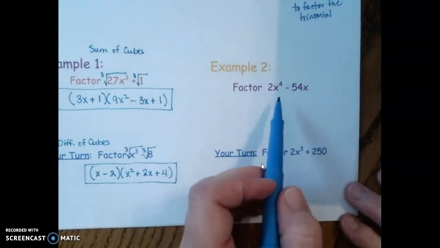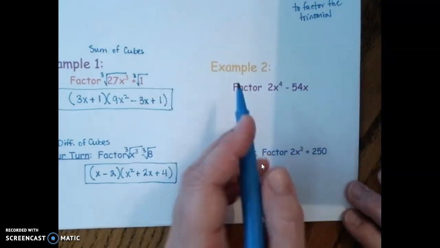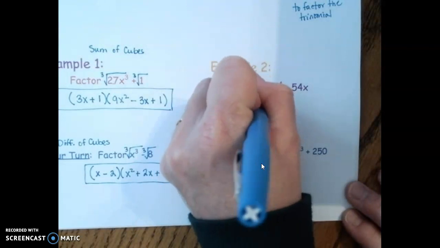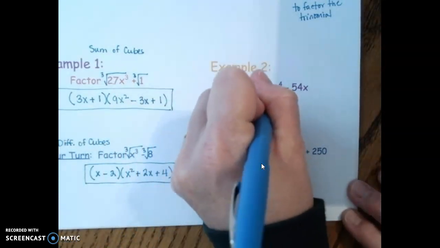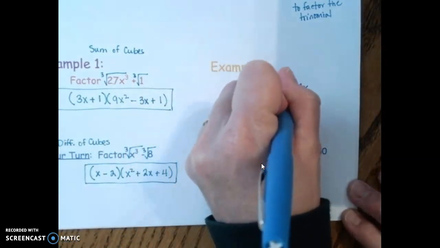Now let's factor number 1 with a GCF. So the GCF here is going to be 2x. When we factor out 2x, we're going to get x to the third minus 27.